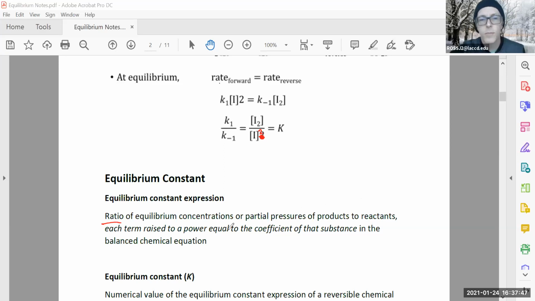And so far we've been looking at concentrations, but we know that concentration is proportional to pressure. So we can also look at partial pressures, and we'll do that momentarily. So we'll definitely try and make that connection.